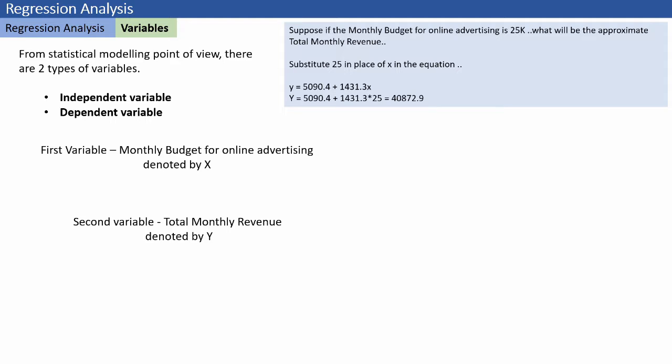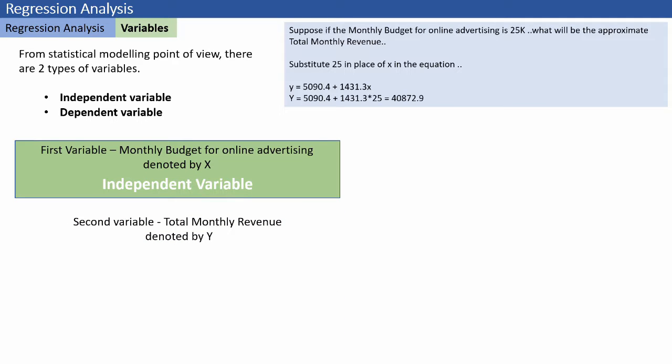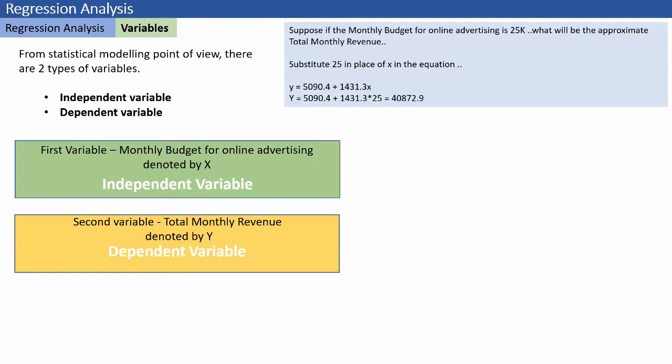Here the variable monthly budget for online advertising, which we are inputting into the equation, is called independent variable. And total monthly revenue, which we are deriving from the equation, is called dependent variable. In statistical modeling, we will study how independent variable affects dependent variable.